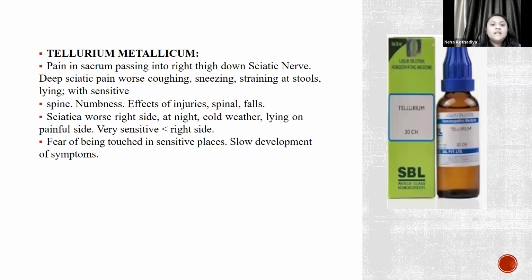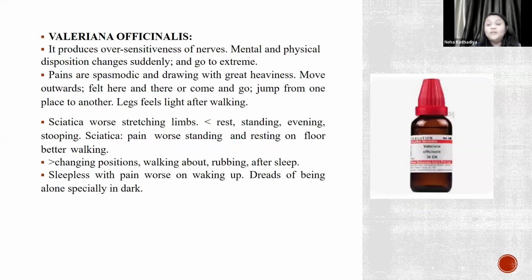Dulcamara. Dulcamara is a very sensitive medicine, aggravated right-sided. For right-sided sciatica, Dulcamara is a very fine medicine to prescribe. Fear of being touched, like Arnica, sensitive places, slow development of any symptom, and sciatic pain worse from coughing, worse from sneezing, or straining at stool, with sensitiveness of the spine. Numbness is there. Effects of any kind of spinal injury or any kind of fall are called for the Dulcamara medicine. Valeriana. Valeriana for the oversensitiveness of any nerves, mental and physical.